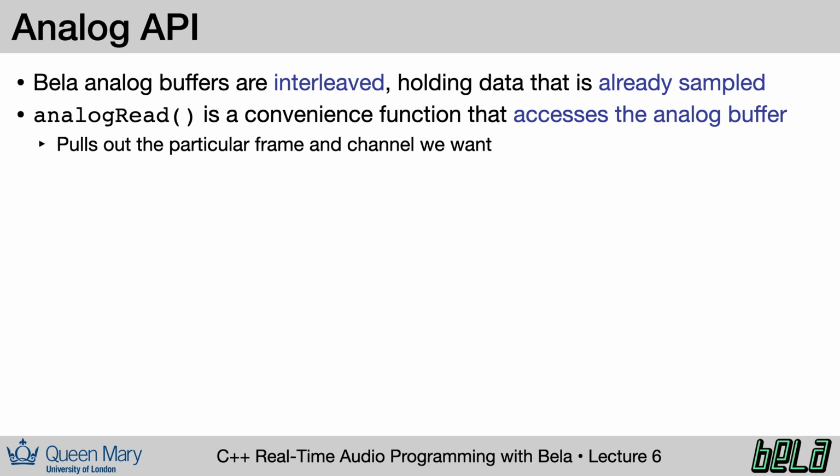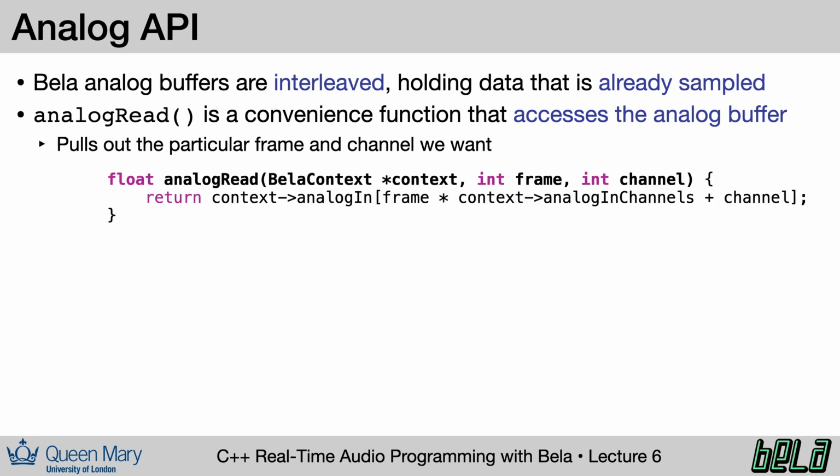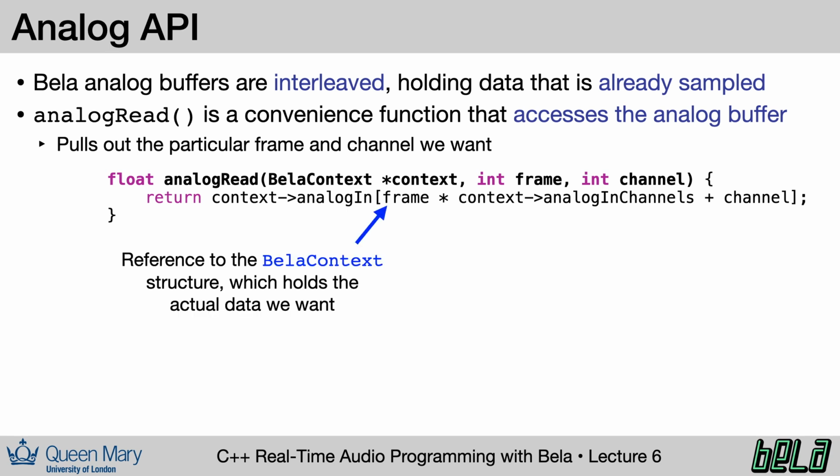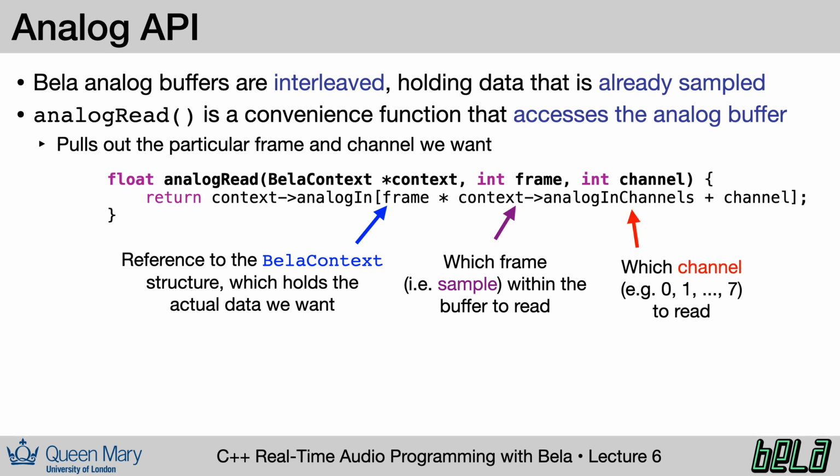Bela provides you this function called analogRead, which is basically a convenience function for accessing particular elements within this interleaved buffer. So let's have a look at how this works. Here's the definition of analogRead, and it takes 3 arguments. The first is this BelaContext struct, which we've seen in previous lectures. This contains the analog data as well as information about the number of channels and the sample rates of the analog inputs and outputs. The second argument is which frame we want to read, and the third argument is which of the channels between 0 and 7.